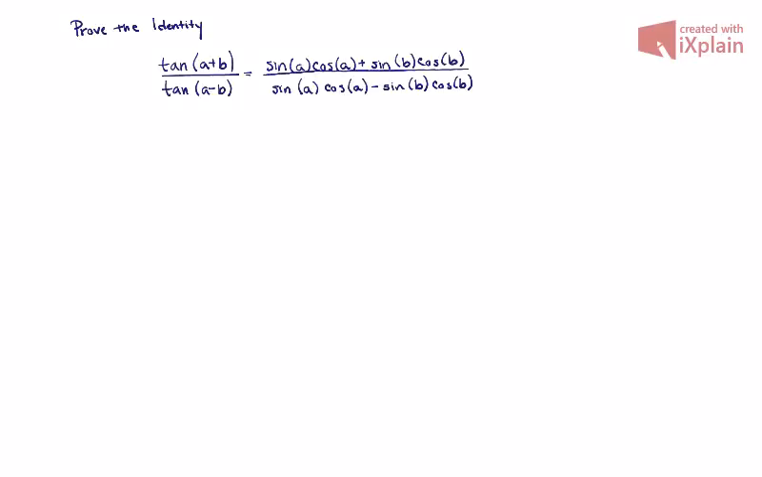Hi everyone, welcome to the dreaded number 48 from section 7.2, addition and subtraction identities. In this video, we're going to go ahead and prove that the tangent of a plus b divided by the tangent of a minus b is equal to the sine of a times the cosine of a plus the sine of b times the cosine of b, all over sine of a times cosine of a minus sine of b times cosine of b.